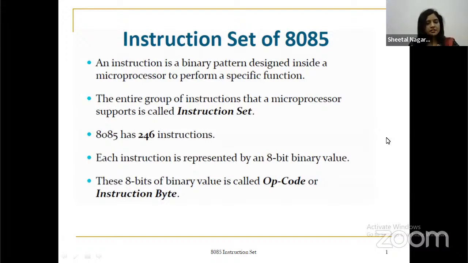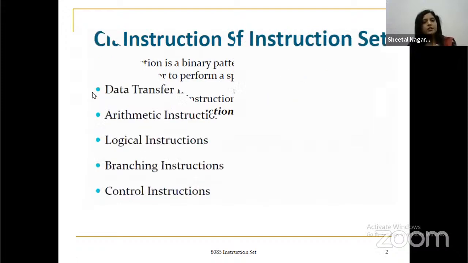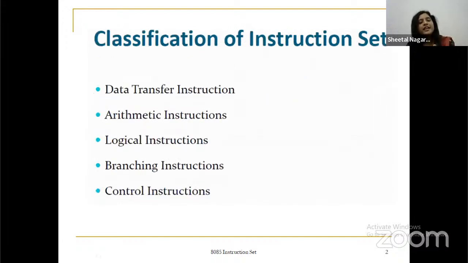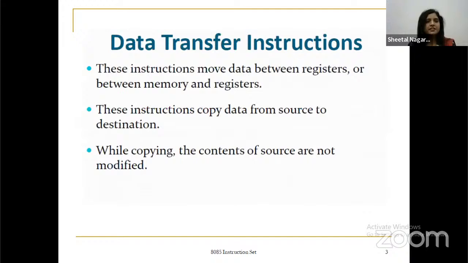Now these instruction set of 8085 microprocessor is classified in various groups. First group is data transfer group or data transfer instruction. Second one is arithmetic instruction. Next one is logical instruction, next one is branching instruction, and last one is control instructions. Today we are here to discuss the data transfer instruction.